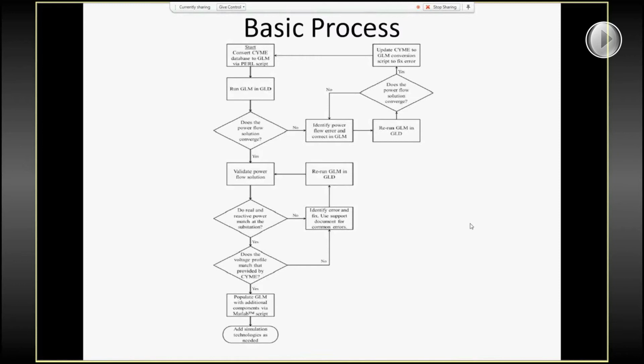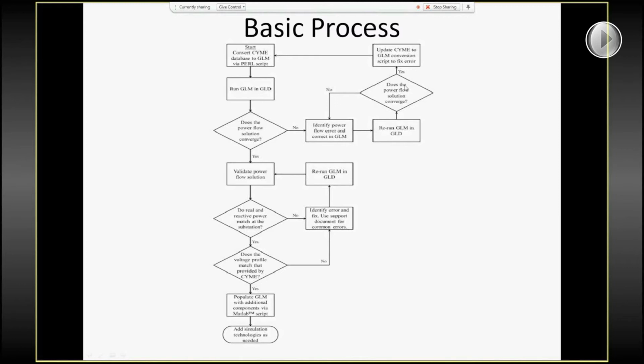So here's a flow chart of the basic process. It gives a little bit of a visual breakdown of it. Really, what we're talking about is converting the model to GLM via this Perl script. Then we're running it, and of course, we want to see: does the power flow solution converge? And the answer is not always. I'll go into a few reasons why that happens, but we want to go through and identify some of these errors.